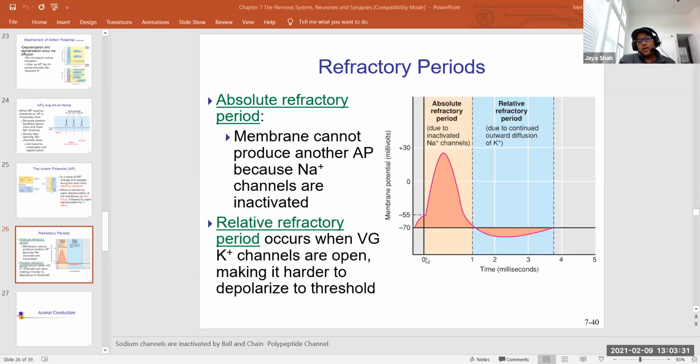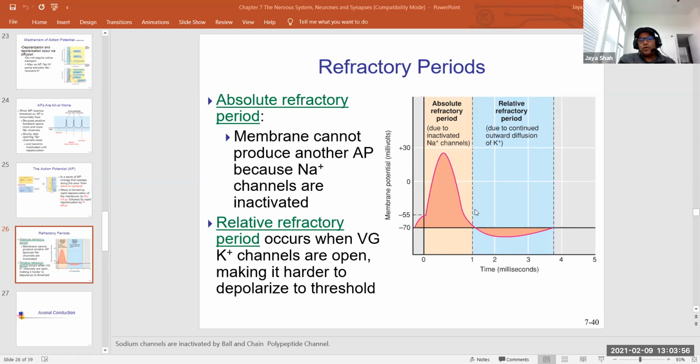The refractory period is from around 0 to around 1 millisecond. So let's say you stimulate a neuron and then you give another stimulus within 1 millisecond, then you will not produce this action potential because the sodium channels are temporarily blocked by the ball and chain peptide.